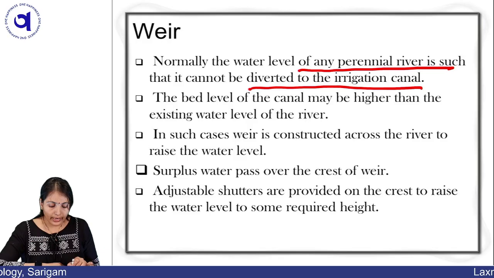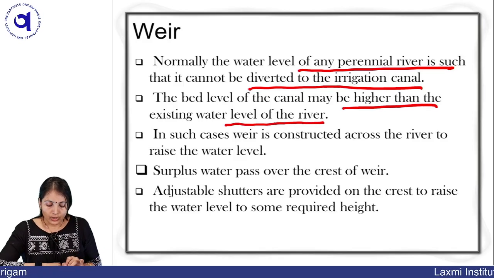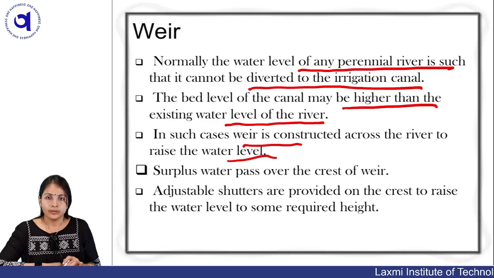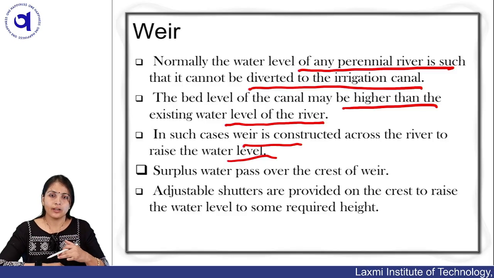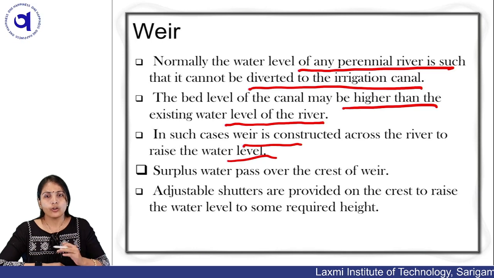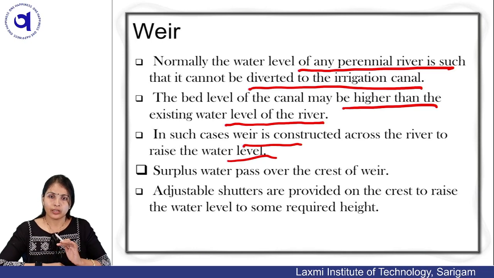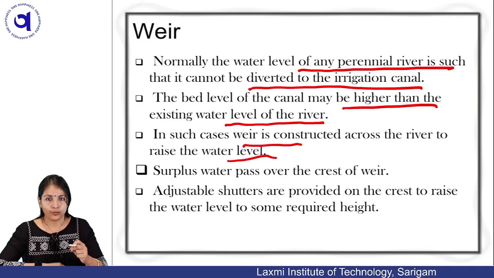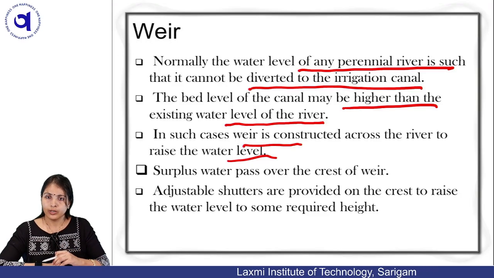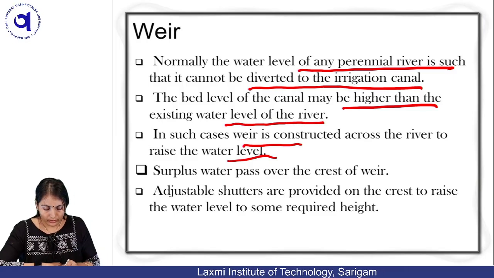So the bed level of the canal may be higher than the existing water level of the river. In such a case, the weir is constructed across the river to raise the water level. You understand this? Whatever the level or bed is naturally in the river is contained, we cannot divert that water to some area. So for that we need pondage of some water to divert it to the canal. For that purpose we need a weir.